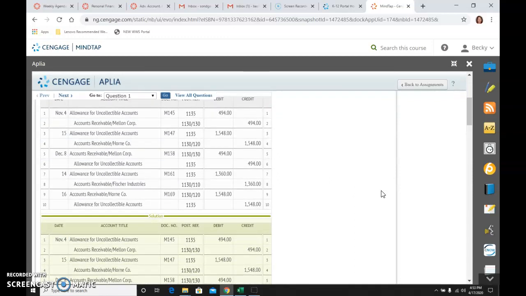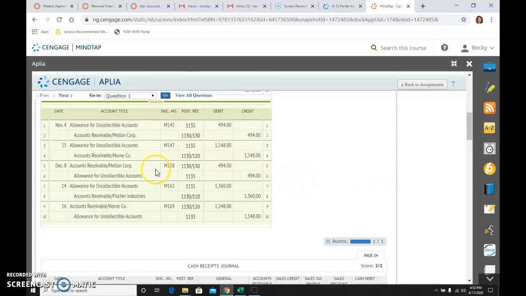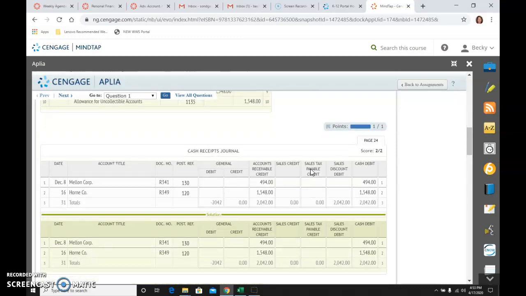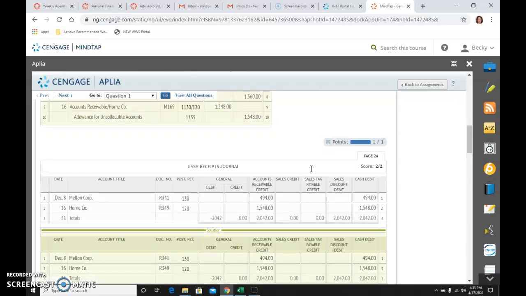So, on all of our post references, the way this works, here's my yellow. I am posting to the general ledger, and when I do accounts receivable, because there's a subledger, I put the general ledger account number up here, and the subledger customer account number down here. So that's what the post references would look like.